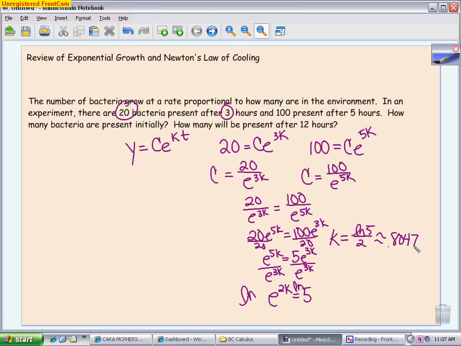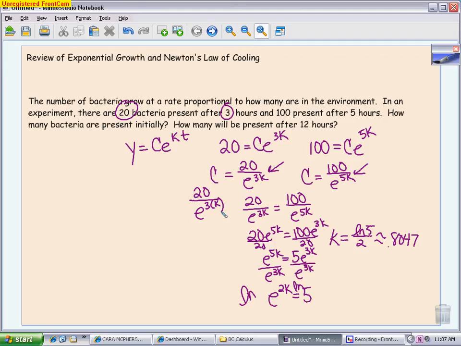To answer the first question, I want to know how many are present initially. So now I'm going to take this k value, and I can either put it into this equation or this equation. It does not matter. I'll go with the one with the smaller numbers. So I have 20 over e to the 3 times that k value that we just found.